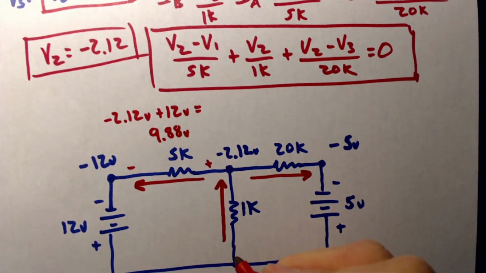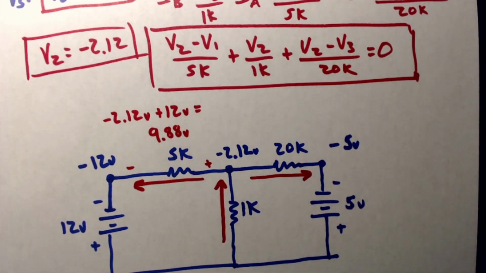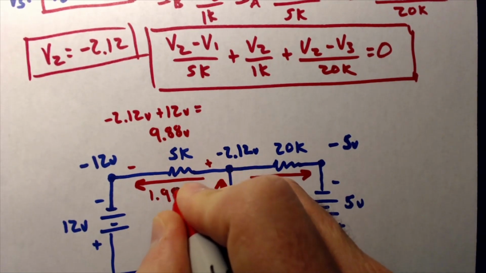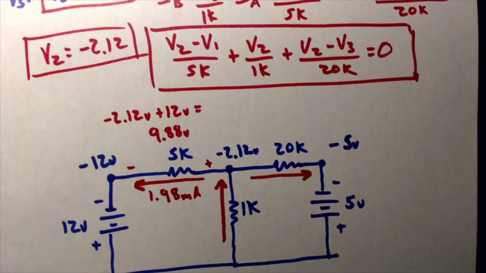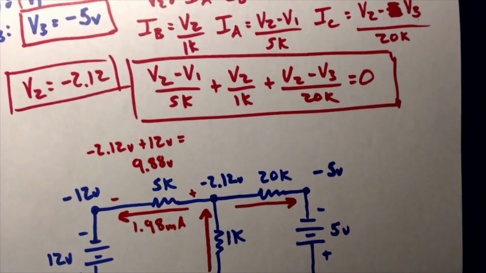Right? Okay, so now I have my voltage drop across the 5K, so just divide it by 5K in order to get our current. So 9.88 divided by 5K gives us 1.98, I'm going to round that, 1.98 milliamps. Okay, let's do the same thing for this one over here, our 20K.